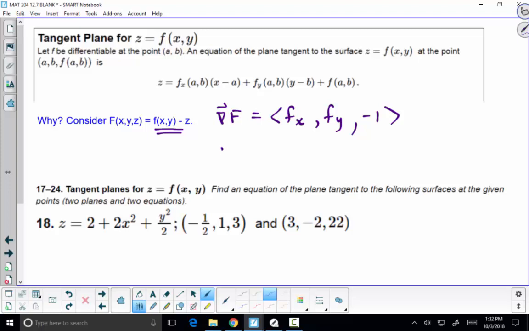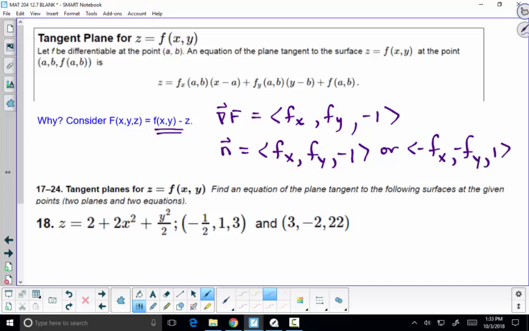That's it. So n can equal f sub x, f sub y, negative 1. Or if it's more convenient in certain cases, you could multiply by negative 1 and do that. So that is normal to the surface z equals f of x, y.